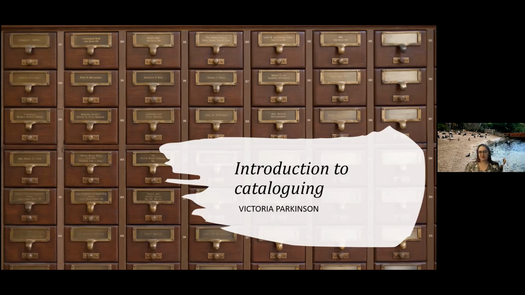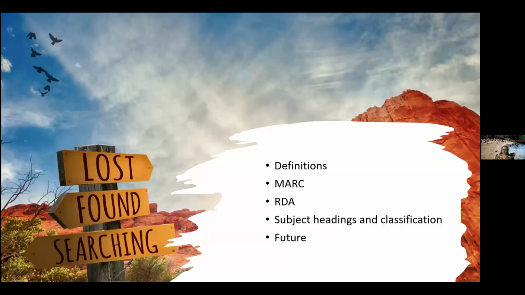Let me see if I can move my slides on. There we go. This is going to be quite a high level, brief look at a lot of different things that underlie our cataloguing. So I'm going to talk about some definitions so that we understand what I'm talking about as we go through. I'm going to look at some of our standards, including MARC and RDA, subject headings and classification, and then a little look to the future as well about what's going on at the moment and coming up soon.